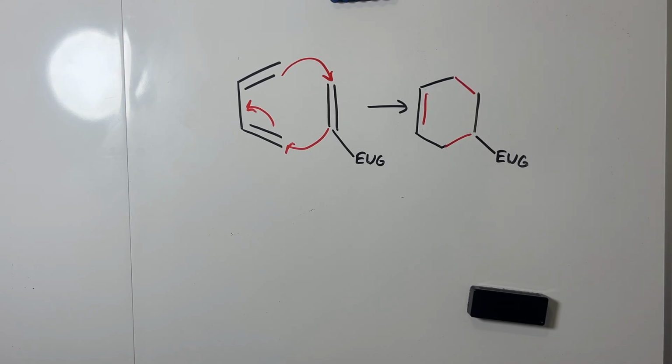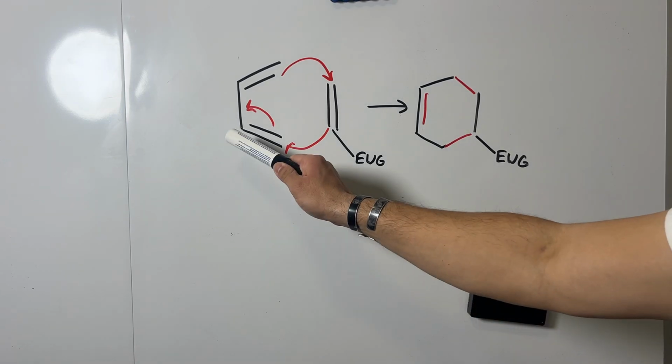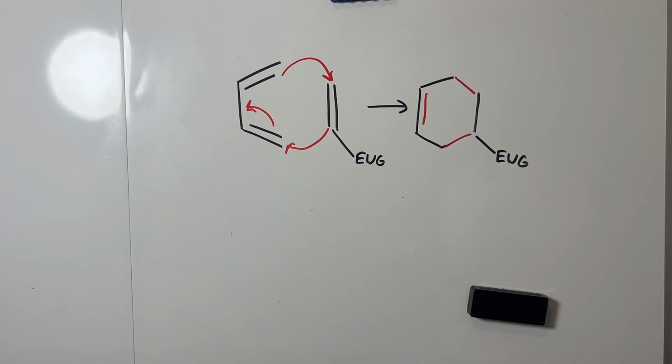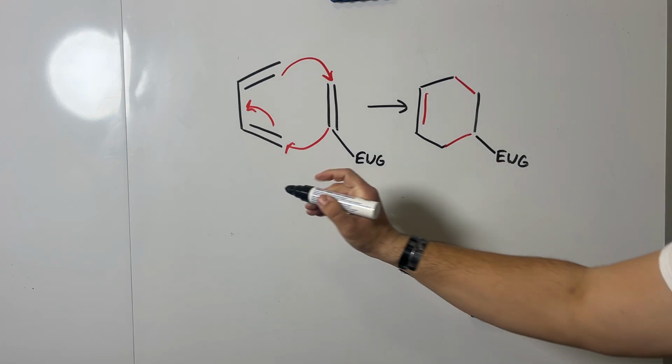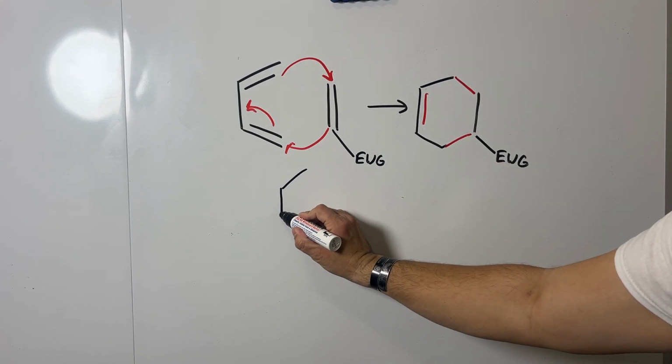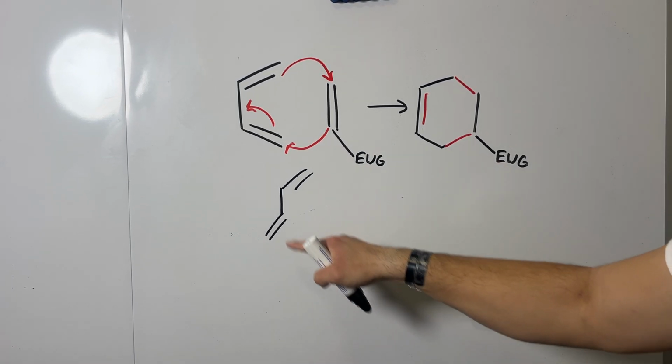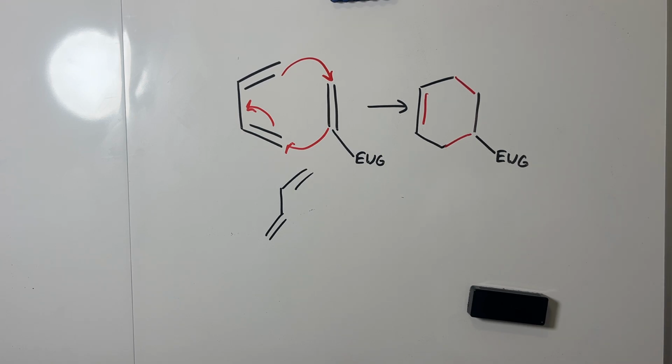So what does this look like? First of all, if you notice here, this is a cis diene. We need a cis diene. This can't work with a trans diene. Now, if you have a trans diene like this, that's fine because it's going to isomerize to the cis version so it can react.